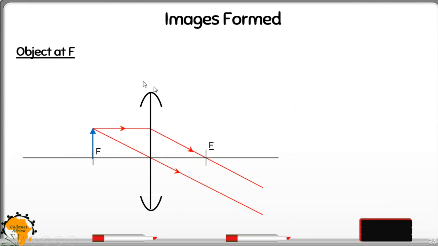Then we move to the image at F, at the principal focus. Now we consider the two rays. We have a ray that is parallel and close to the principal axis. That ray after refraction passes through the principal focus. Then we have a ray that is passing through the optical center. It goes on undeviated. As you can see, these emerging rays are parallel to each other, which means they can never meet, and therefore the image is formed at infinity.